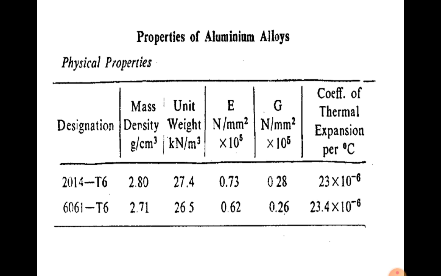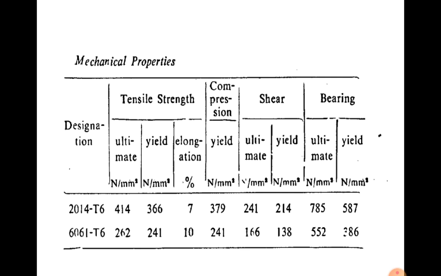Similarly, the physical properties of 6061 T6 also are mentioned. It is a little bit lighter, so its mass density is around 2.71 gram per centimeter cube, and its unit weight is around 26.5 kilonewton per meter cube, and the other properties are almost in the same range.